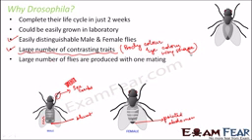A large number of flies are produced with one mating. So with one sexual intercourse, a lot of flies are produced. The number of offspring produced is very high, and that helps, because when you have more flies, you can get them to mate with each other and produce more and more flies. They also have 4 pairs of chromosomes, which makes the study quite easier.